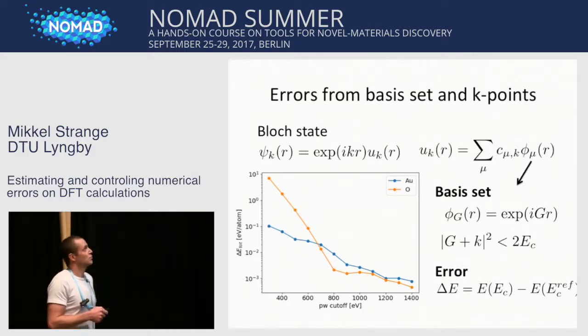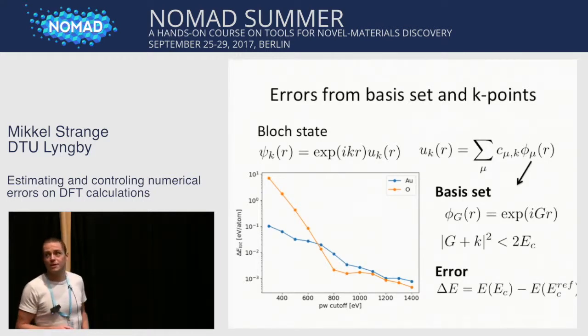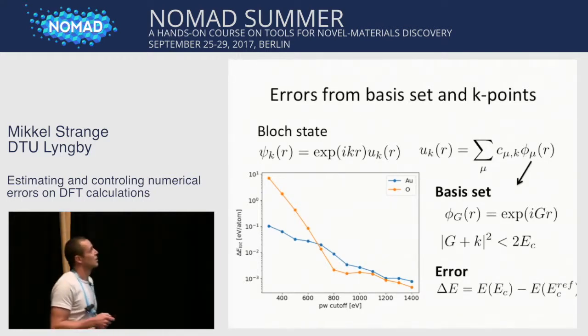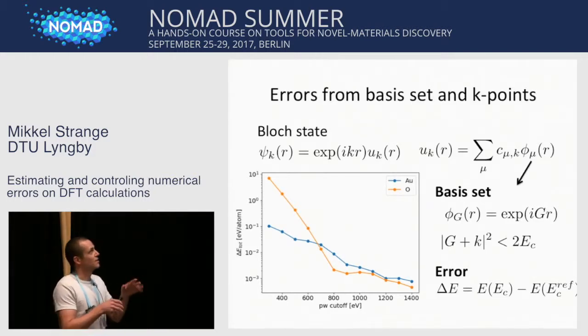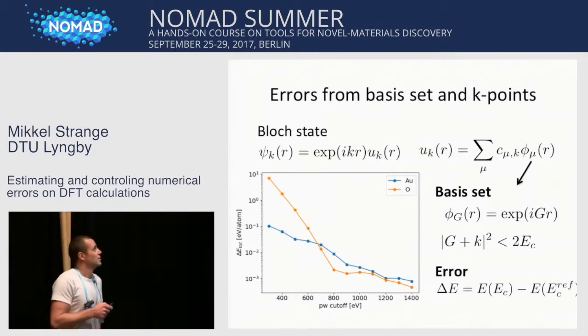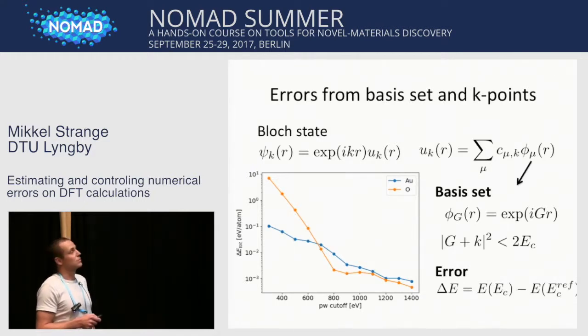So here I've brought 2 concrete examples. This is oxygen, showing how the total energy converges with the plane wave cutoff. So you can see that oxygen starts up very high. This is a logarithmic scale, so this is exponential dependence. It's the same for gold, but it starts much lower, and they sort of end up more or less very close to each other here. The reason why oxygen is much higher is that it has more localized states or more rapidly varying states. So it needs a higher plane wave cutoff to converge that result.